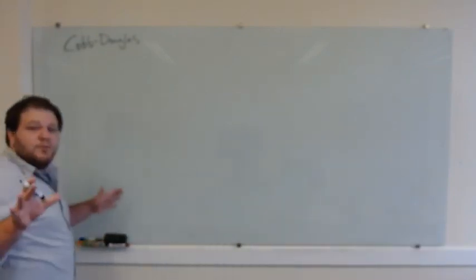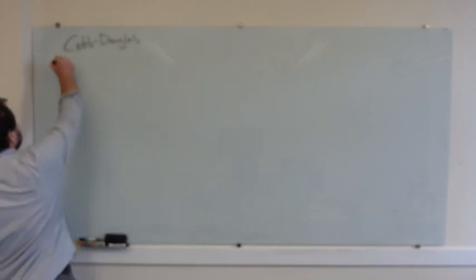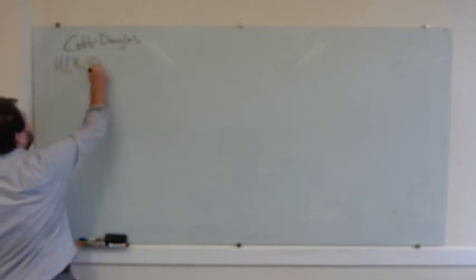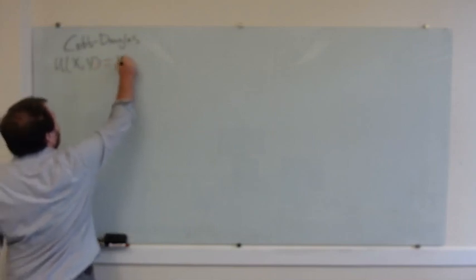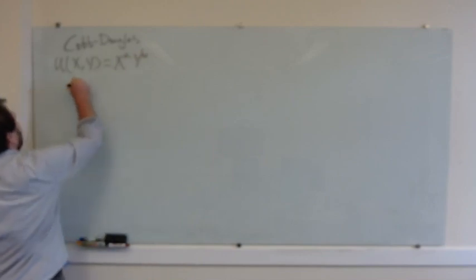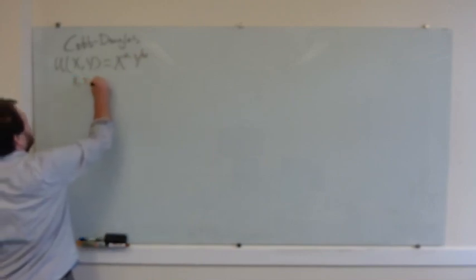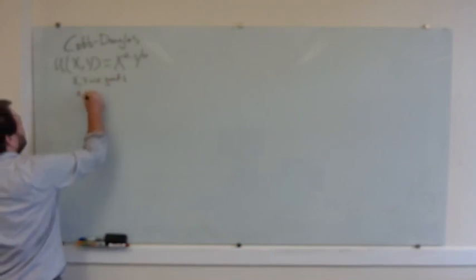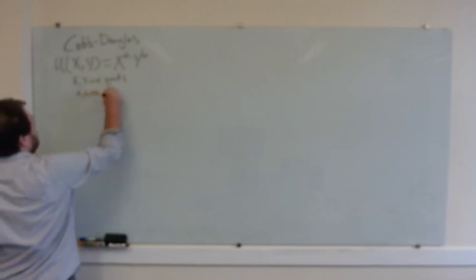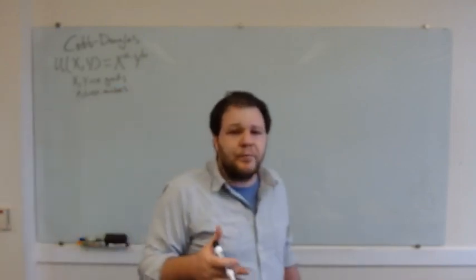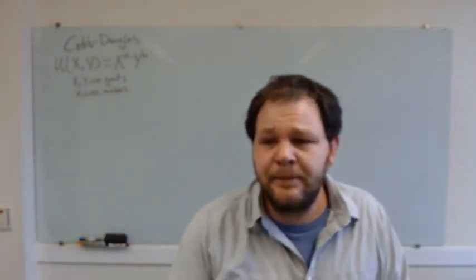So the generic functional form for Cobb-Douglas preferences is the utility of 2 goods, x and y, is equal to x to the alpha, or a, times y to the b, where x and y are goods, and a and b are numbers, or if you prefer, constants.